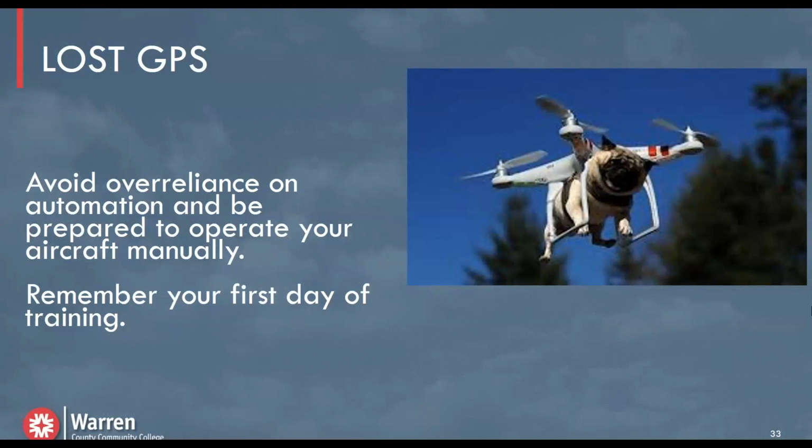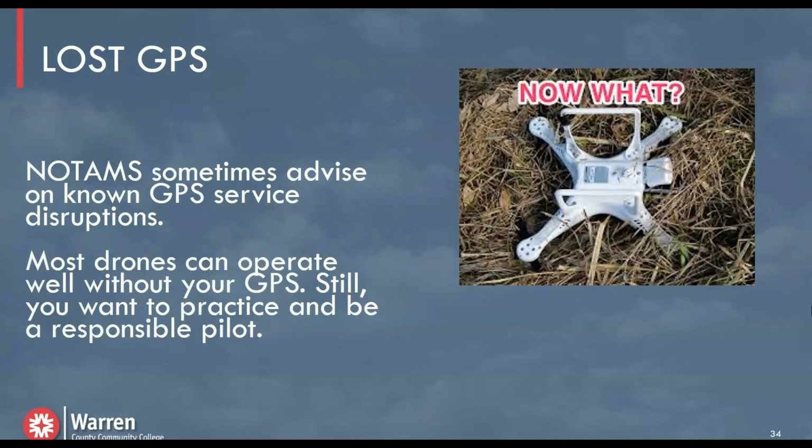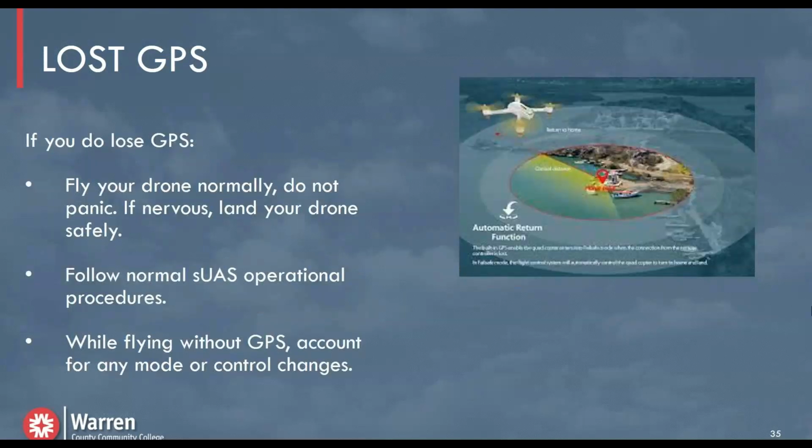This can happen depending on where you are, circumstances. They do move satellites from time to time, so you will experience this in your drone adventures. NOTAMs, look for them. Sometimes they're going to tell you about GPS service disruptions. Most drones can operate well without GPS, but you want to practice and be a responsible pilot. You want to practice this before it ever happens to you, not after it happens and you've lost your drone because it's drifted into a tree or something of this nature.